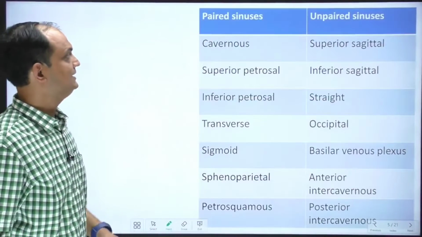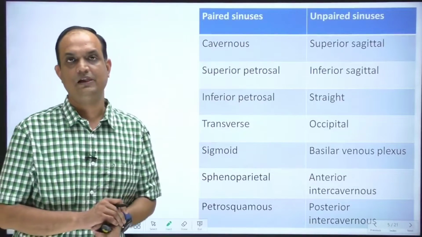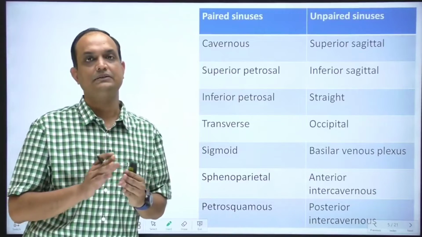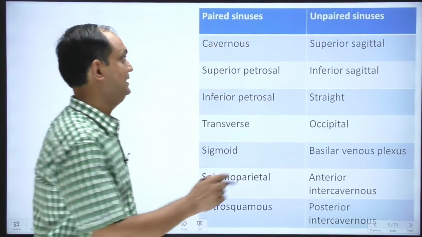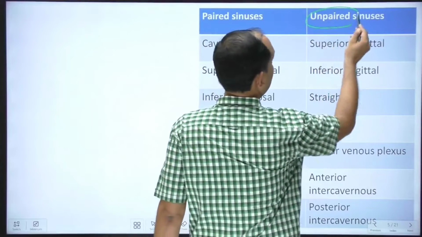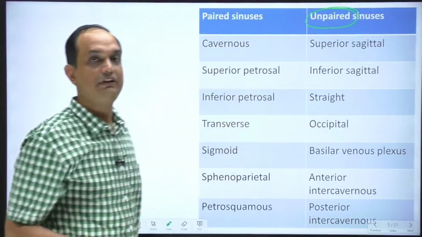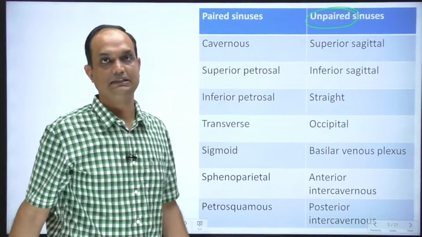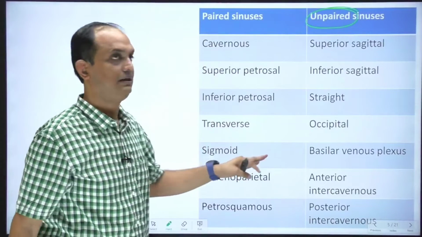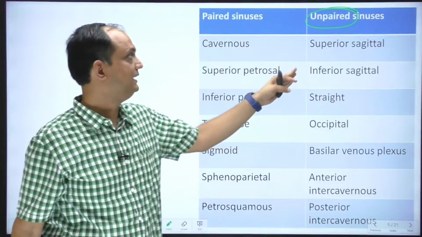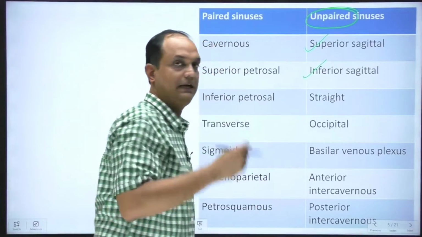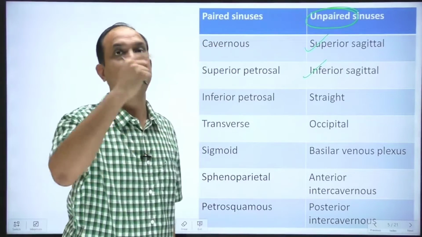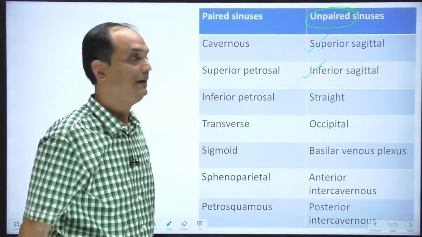Now the next thing is the classification. On the basis of their presence they are classified. If they are midline sinuses, they are unpaired sinuses. If they are present in both right and left half, then they are known as paired sinuses. So this is the list where you have the unpaired sinuses: superior sagittal and inferior sagittal. They are present in the sagittal plane along the superior and inferior border of the falx cerebri.